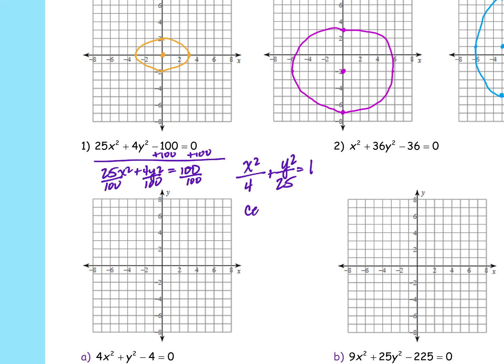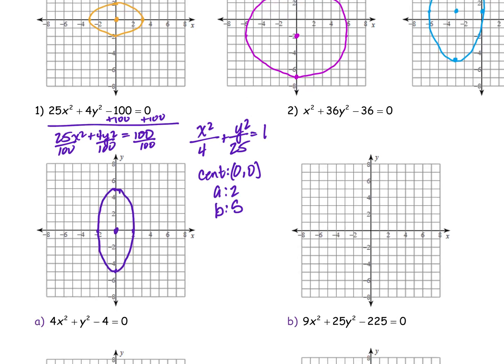And then we've got our center. Our center is going to be at 0, 0. A is going to be 2. B is going to be 5. Sure. 1, 2, 1, 2, 5, and 5. There we go. Circle. Oval. It's not a circle. Sorry.